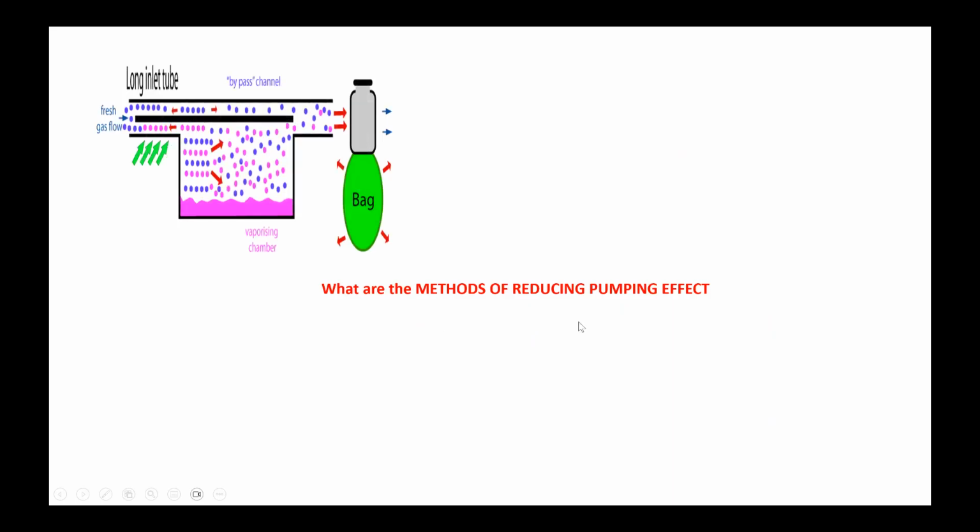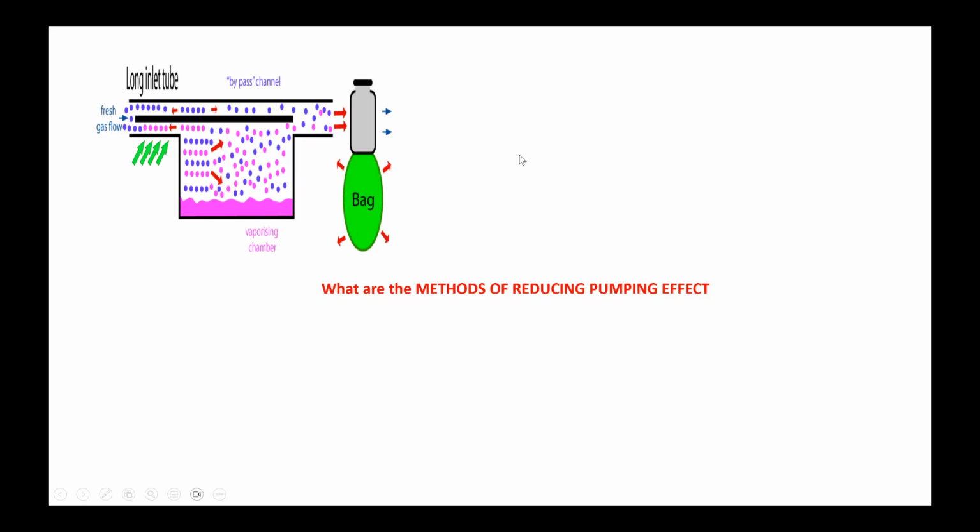Now the next point is, what are the methods of preventing this? In modern vaporizers, we don't allow this pumping effect to happen. We don't want that when you set 2% you keep on giving 3%, your patient will be deep and there will be delay in recovery. So we don't want that to happen. So there are methods of reducing this pumping effect. One is to make the inlet tube longer so that whenever there is a back pressure, the fresh gas flow will travel towards the flow meter and not enter the vaporizing chamber. So that is the first alteration that you can do.